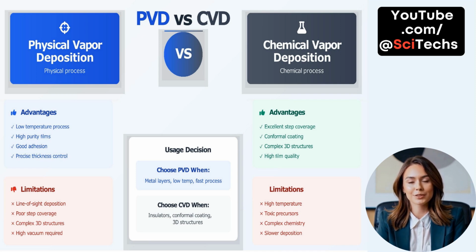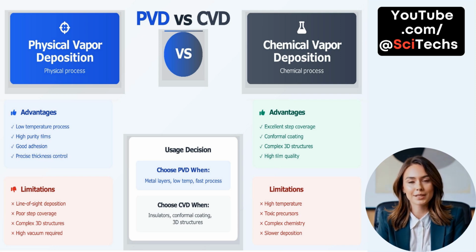When choosing between physical vapor deposition, PVD, and chemical vapor deposition, CVD, it's important to weigh both their strengths and limitations. PVD offers several advantages. It is a low-temperature process, making it compatible with temperature-sensitive materials. It produces high-purity films with excellent adhesion and allows for precise control of film thickness.